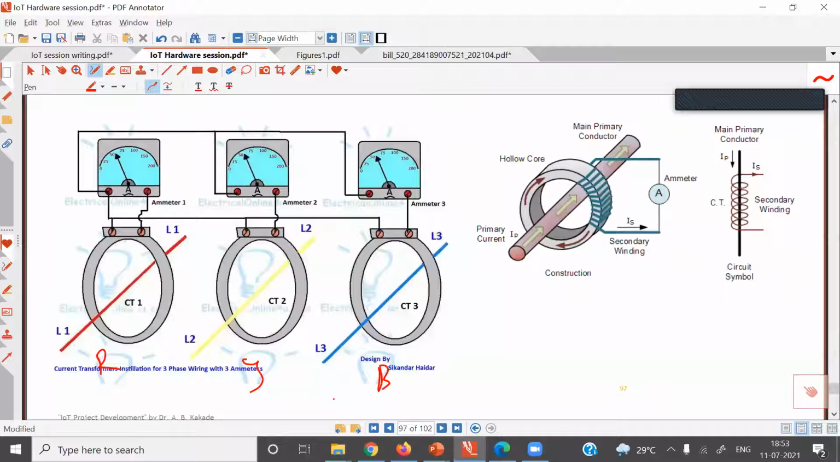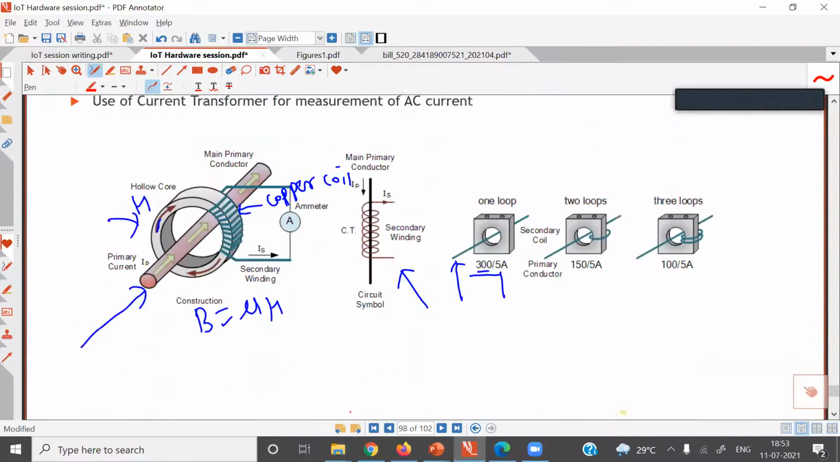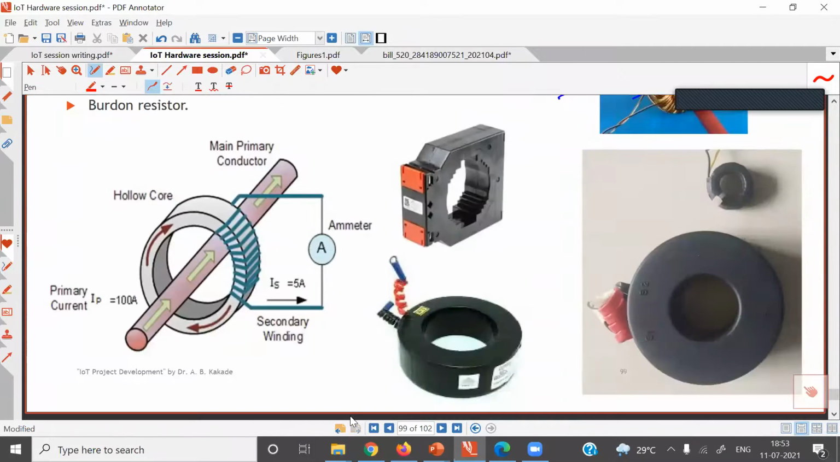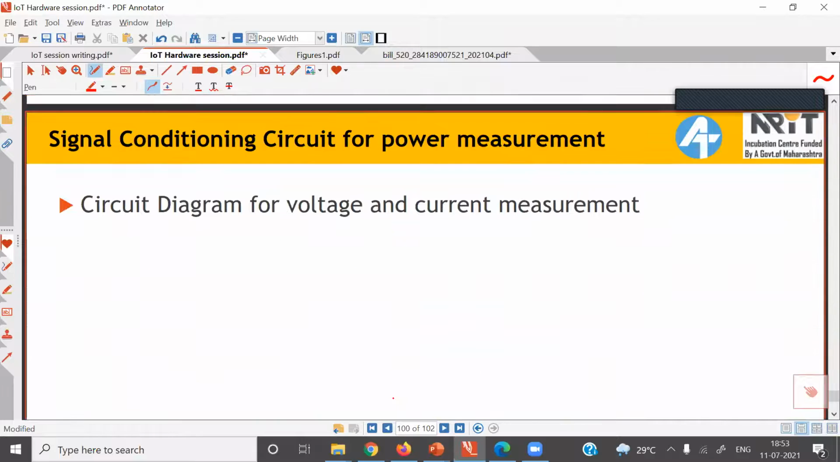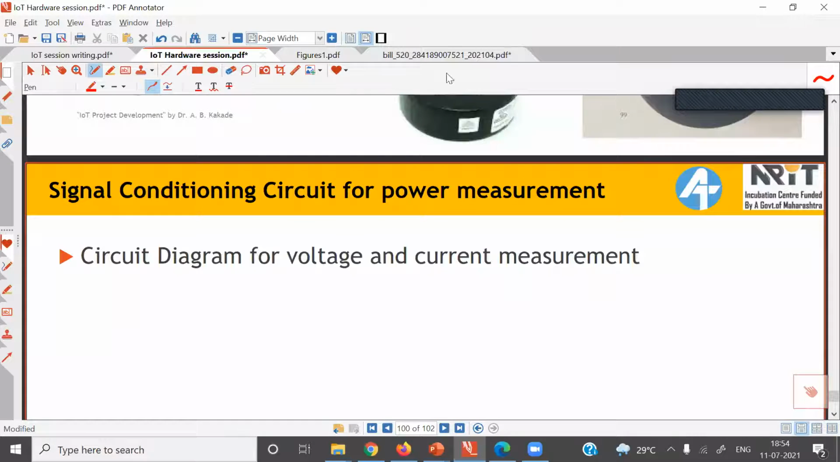Then voltage induced across the CT winding must be first of all converted into DC signal and then down converted in the range of 0 to 5 volt. And then with the help of ADC, we can measure DC voltage proportional to current flowing on each phase, R phase, Y phase and B phase. So different types of CTs are shown here. Let us understand this current measurement using CT, circuit diagram.